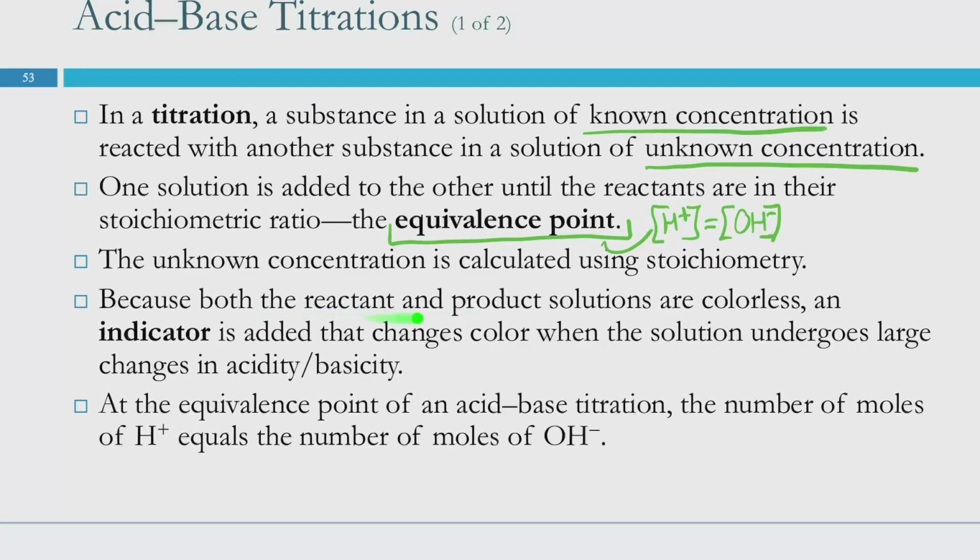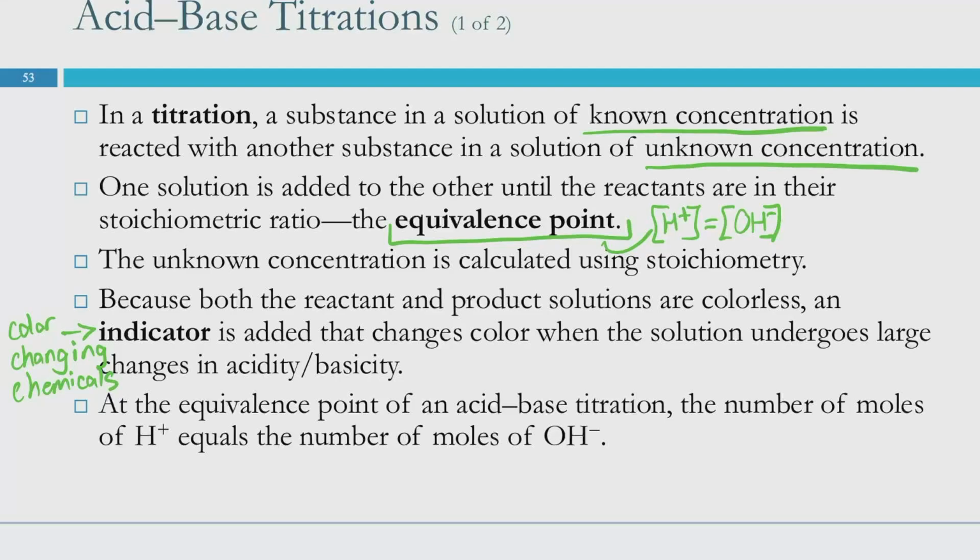Again, because the reactant and the product solutions are both colorless, we would use an indicator, and there's a lot of indicators. Indicators are just color changing chemicals. There's a whole slew of indicators. Typically, we just use phenolphthalein, which is not written on here, but I think we'll see on the next slide.